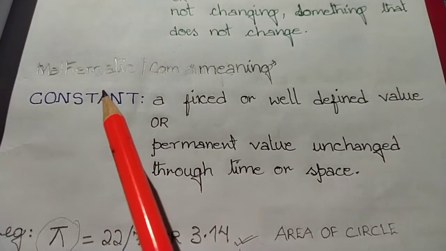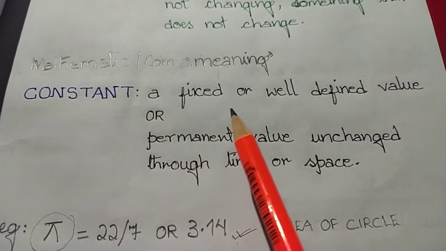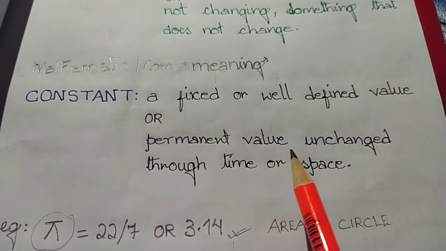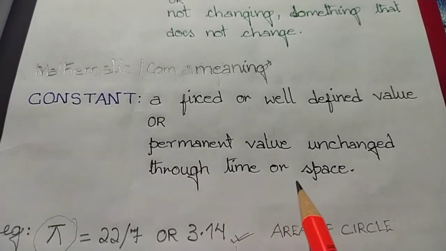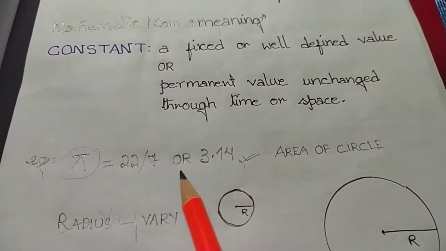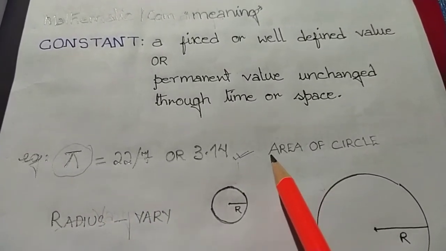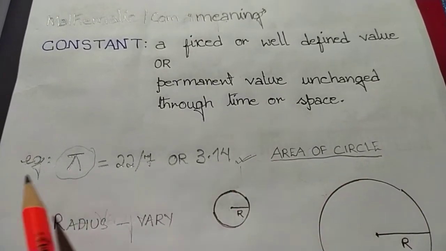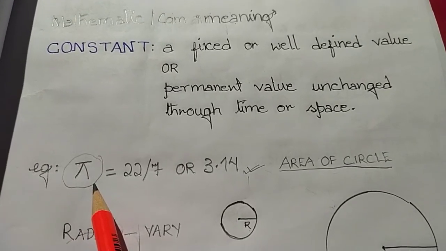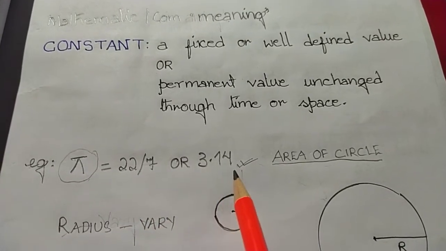And in mathematics or computer science, the meaning of the word constant is a fixed or well-defined value or permanent value, unchanged through time or space. When we talk about maths, we have come across so many constants. For example, if you want to find the area of the circle, we always use the value pi. The value of pi is a constant value. We can write it as 22 divided by 7 or 3.14.